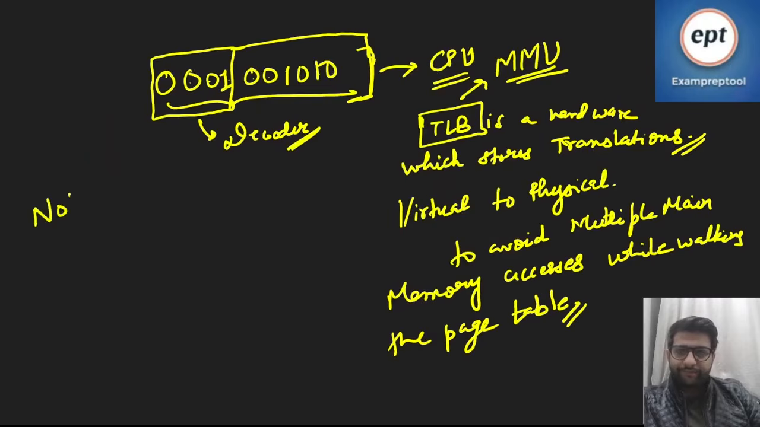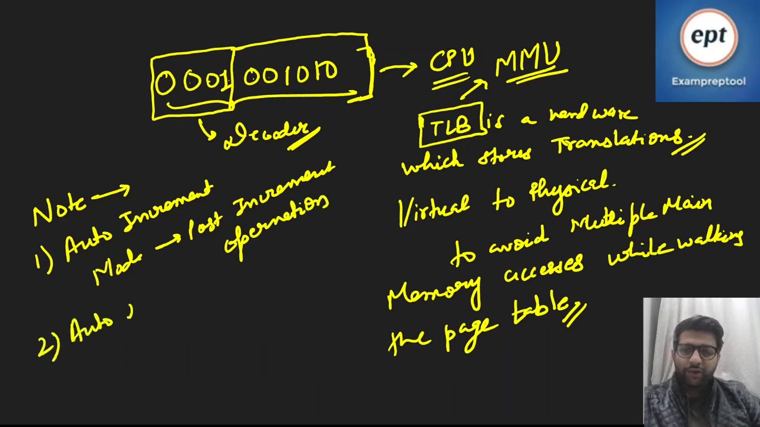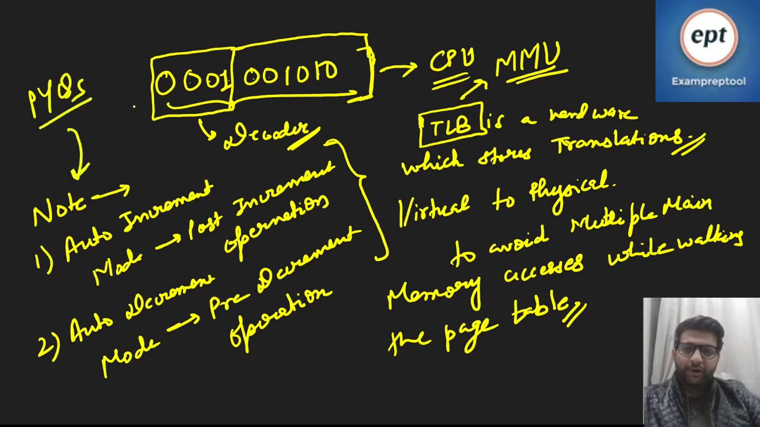So again, a note. This is to remember that the auto increment mode does a post increment operation, and the auto decrement mode does a pre decrement operation. Just remember this information. This can help you in some questions. I have seen a few PYQs where this particular information was important.